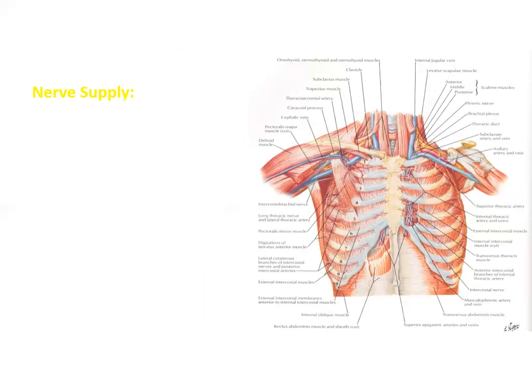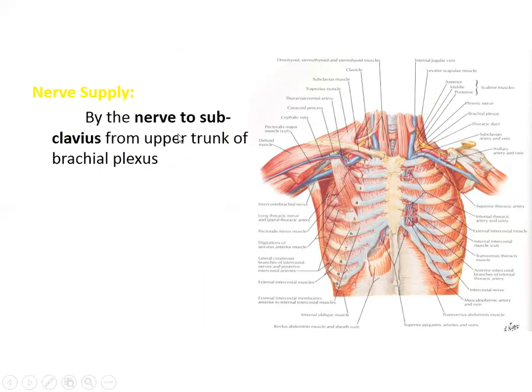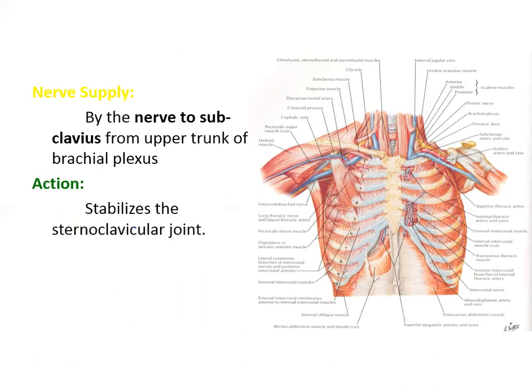Now coming to the nerve supply of the muscle, it is by the nerve to the subclavius, coming directly from the upper trunk of the brachial plexus. This is called the nerve to subclavius. What are the actions of this muscle? As we saw, it mainly helps in stabilizing the sternoclavicular joint. Now, this is all about the three muscles, the pectoralis major muscle, minor muscle, as well as the subclavius muscle.